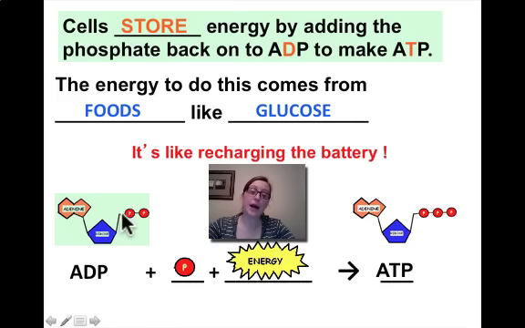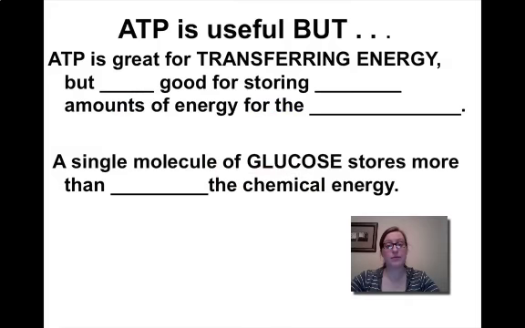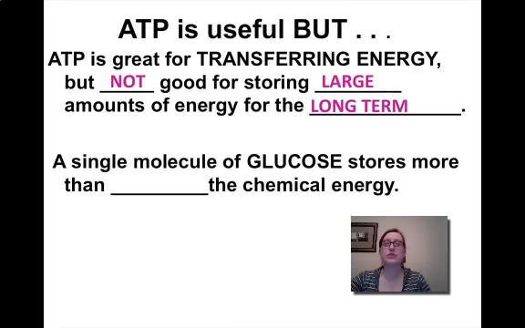So you can go back and forth between the conversion of the ATP molecule and the ADP molecule, and that's actually extremely efficient for the cell. So it's like recharging a battery. ATP is useful, but we don't want to store large amounts of energy long term. Okay, it's sort of like quick spending. It's there, boom, and then it gets used.